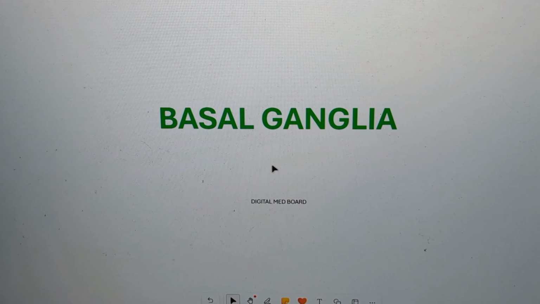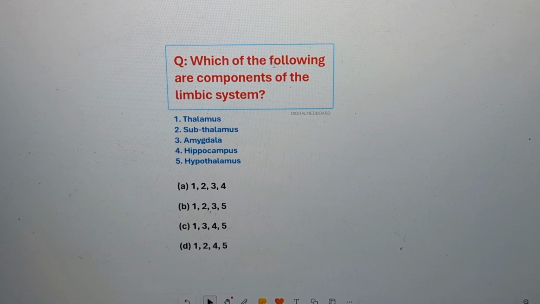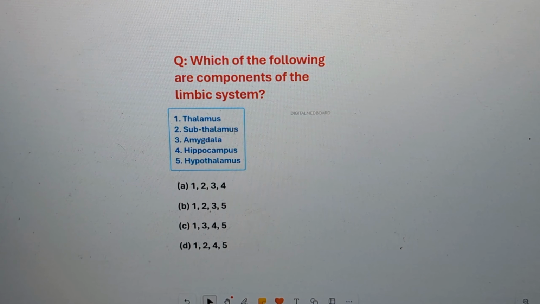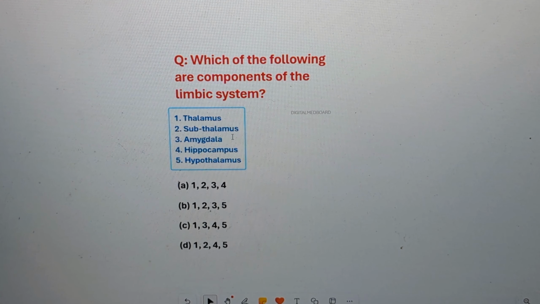Now we are going to discuss about the basal ganglia. Which of the following are components of limbic system? These are the options given below. If you have watched our session number 13 about limbic system, you can understand these options clearly. Anyway, let's have a detailed discussion before answering the question.